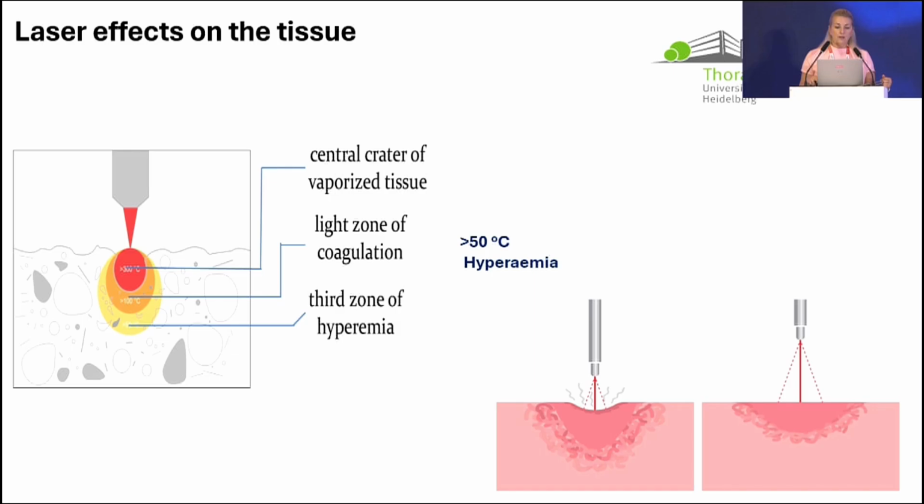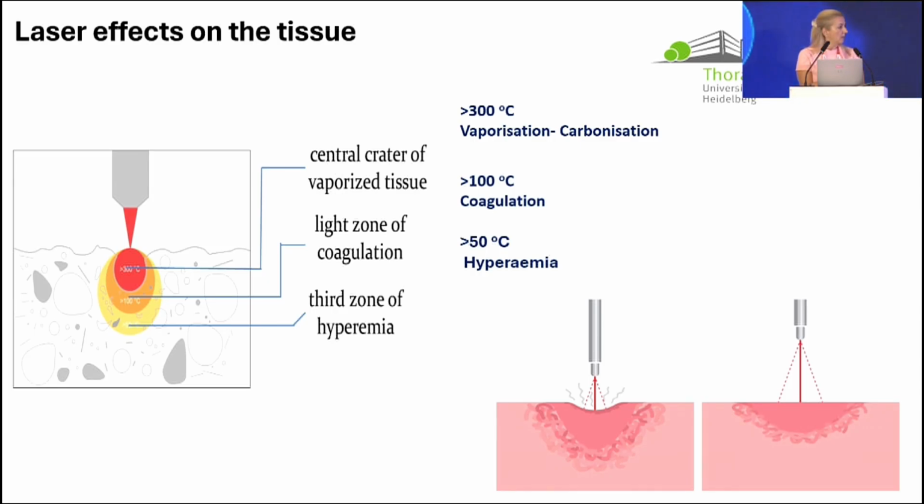With laser, if we go more than 50 degrees, we have hyperemia, and this is what happens in the depth. Then at more than 100 degrees coagulation is achieved, so it doesn't bleed a lot. And when we reach more than 300 degrees, and this is what happens in the core where we hit with our laser, we have the vaporization and carbonization of the tissues. So these are safe techniques, not causing a lot of bleeding if we don't perforate the vessels, of course.